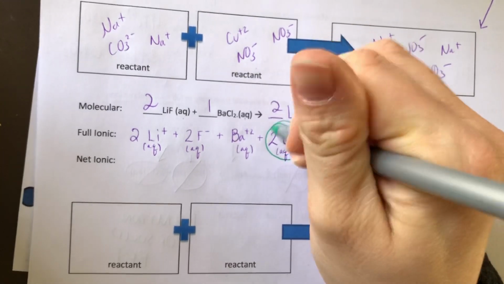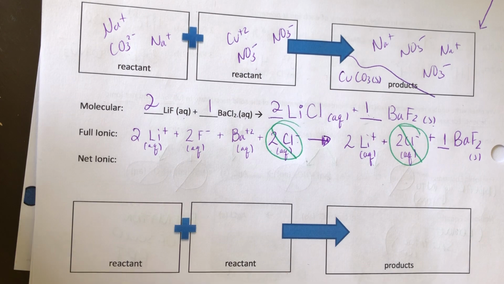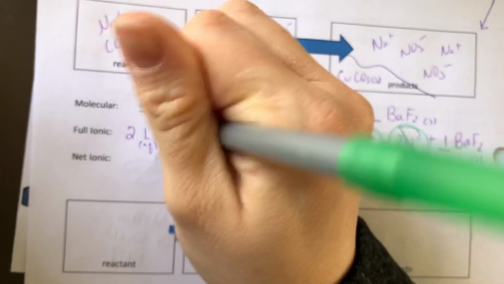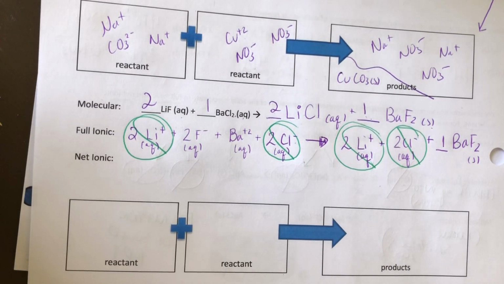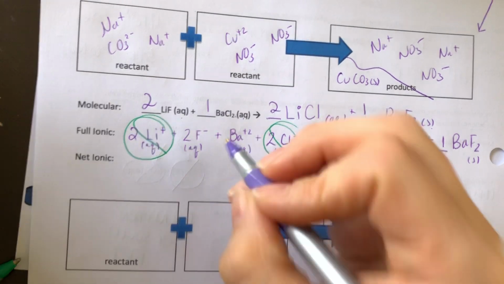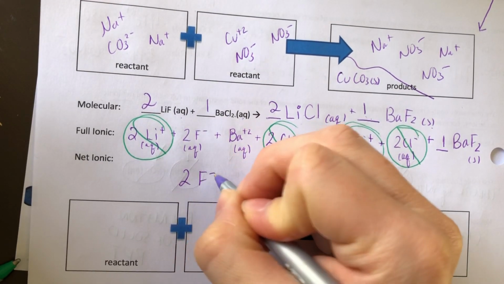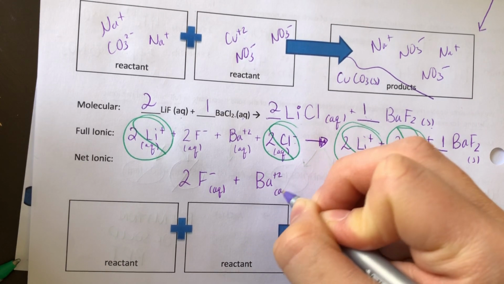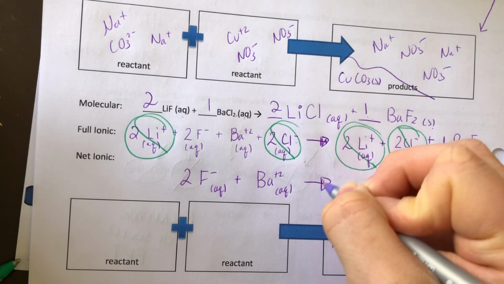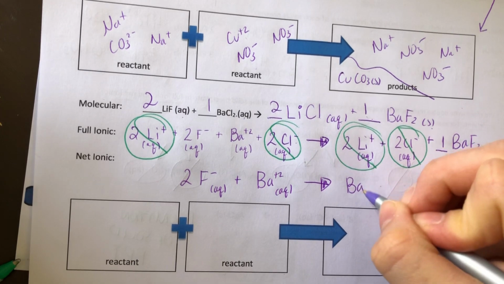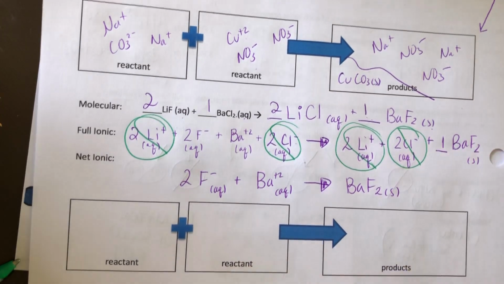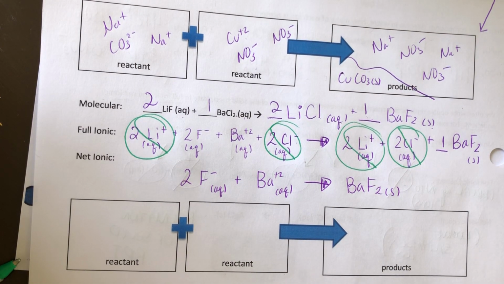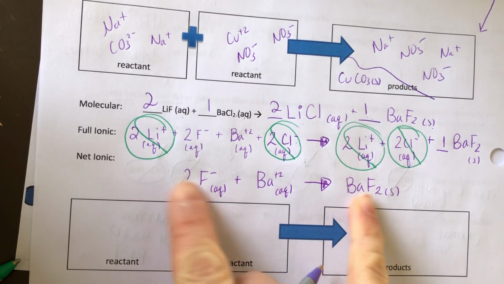Now, to write our net ionic equation, I'm going to cancel out the spectator ions. Chlorine is a spectator ion. It did not change. Lithium are also spectator ions. Those did not change. But what did change was that 2 fluoride ions and a barium ion started off aqueous and separate from each other. Then they ended up getting together and forming the solid precipitate. That is the net ionic equation. It's still balanced, 2 fluorines and a barium.